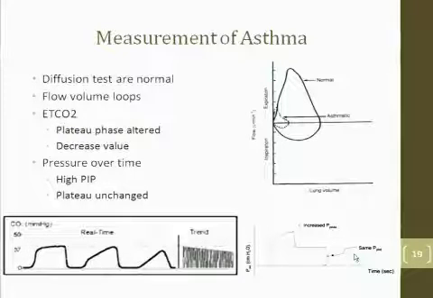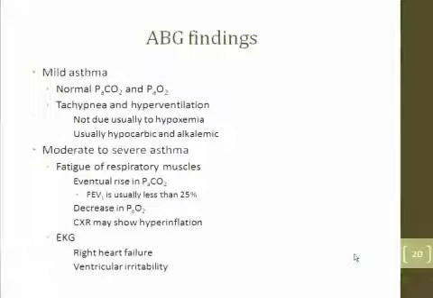If you look at pressure over time, you get a high peak inspiratory pressure, but the plateau is unchanged, because you're getting an obstructive process. So you're getting high peak inspiratory pressure, but the compliance of your lung is essentially normal in the early part of the disease. As the person worsens, they may start developing some degree of pulmonary edema, which then will alter the actual plateau phase on the pressure over time curve.